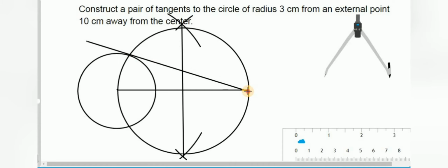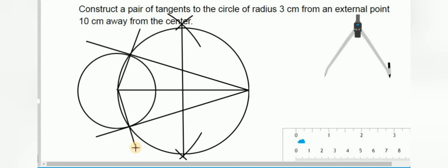The straight line passing through the first circle is called a tangent. This is the first tangent, and for the other one, search where the point of contact is for the first circle and the second circle. Here it is the second tangent. From the point outside the circle to the given circle, here it is the tangent. This is the first tangent and this is the second tangent.